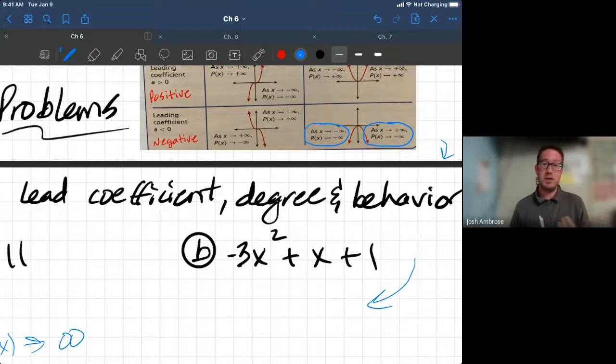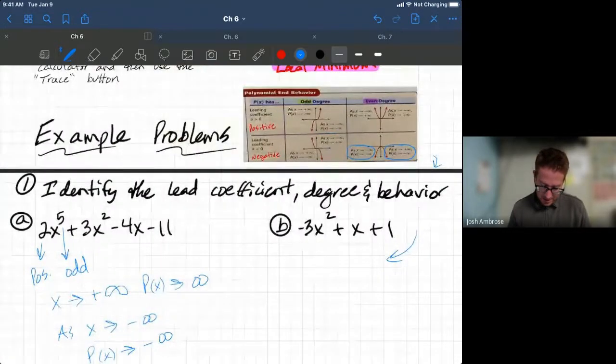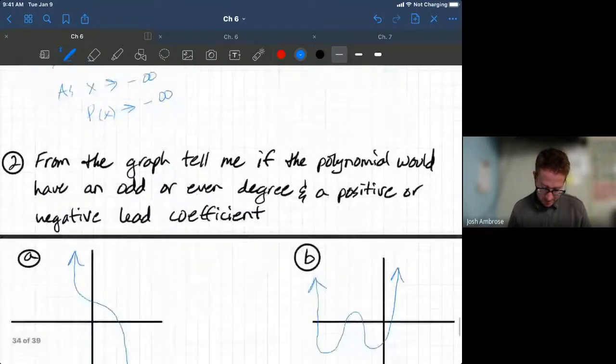They're going to say, what is the lead? It's a -3. What's the degree? It's a 2. So we know it's a negative lead, even degree. Use that part of the chart. Okay, so there we go. Let's go ahead and take a look here.